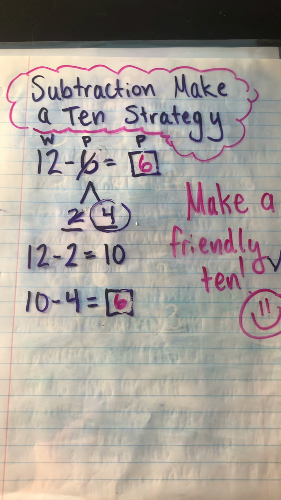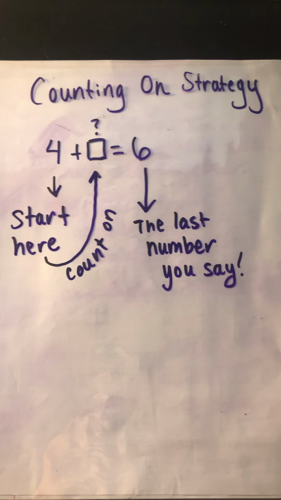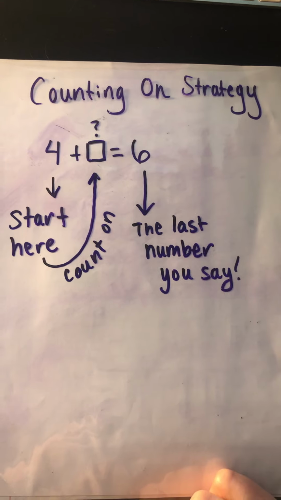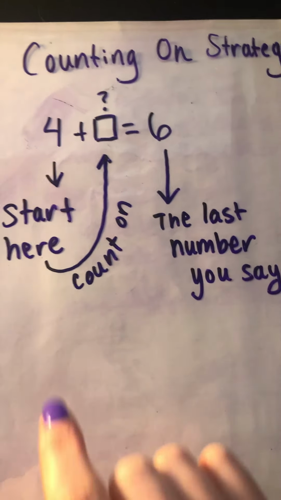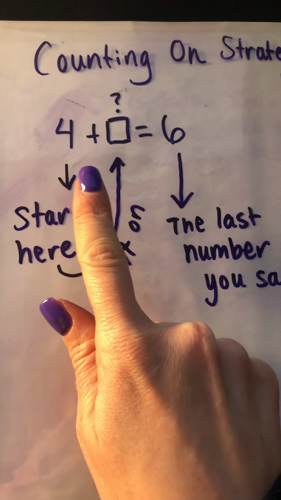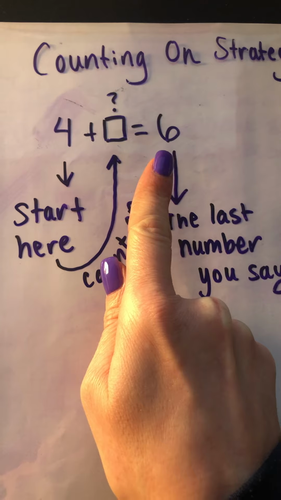Now, let's think about the counting on strategy. We've taught you this before, so let's just review. Some of the equations you're going to see, you can use the counting on strategy. So for example, if you have an addition problem, 4 plus, we have a missing number equals 6.